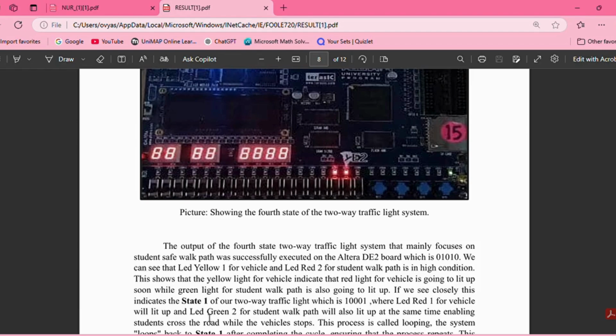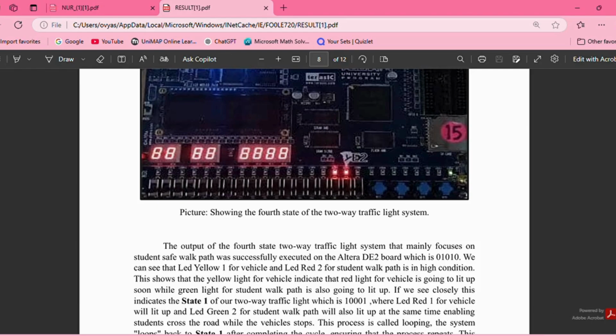This shows that the yellow light for vehicle indicates that the red light for vehicle is going to light up soon, while the green light for student walk path is also going to light up. If we see closely, this indicates state 1 of our two-way traffic light, which is 10001, where LED red 1 for vehicle will light up and LED green 2 for student walk path will also light up at the same time, enabling students to cross the road while the vehicle stops.